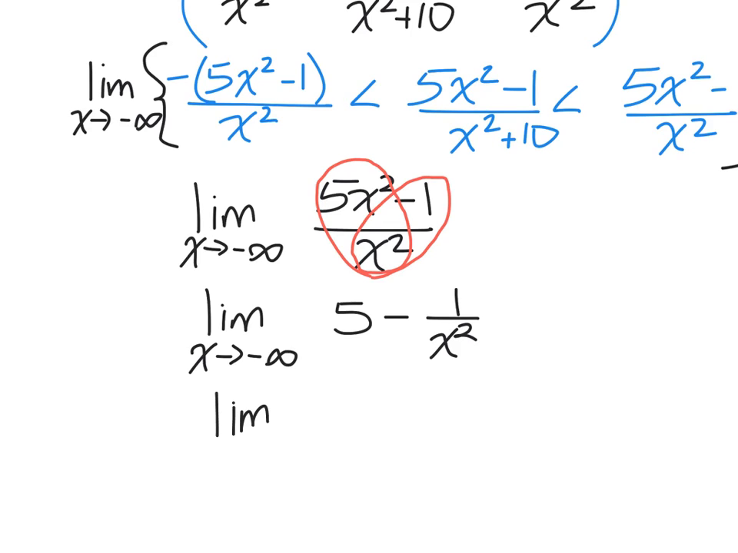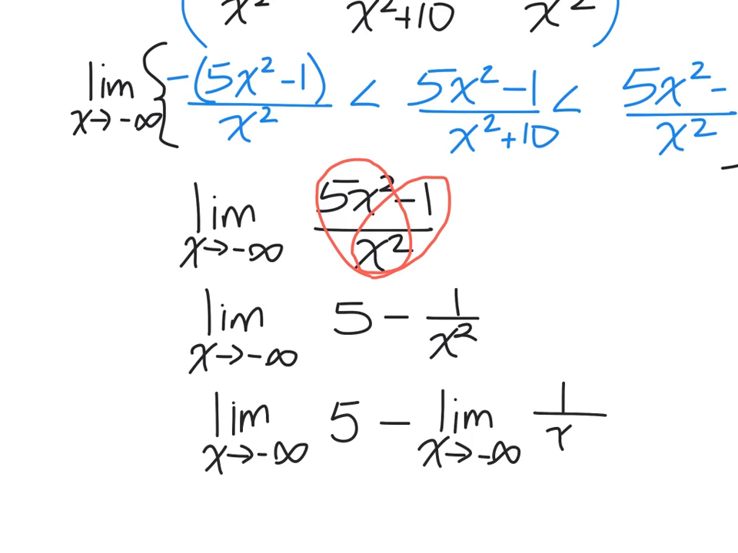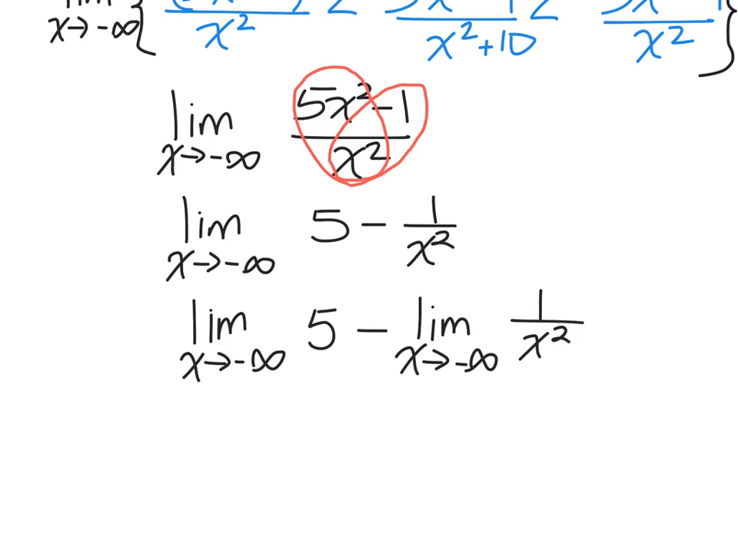So limit as x approaches negative infinity of 5 minus the limit as x approaches negative infinity of 1 over x squared. This we can figure out very quickly and easily. This is just a 5. The other part is what? 0. So the whole thing has a limit of 5.